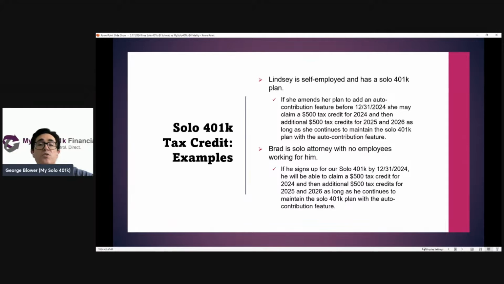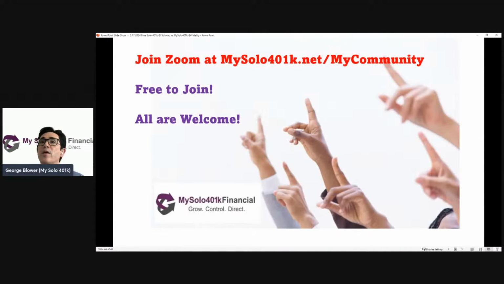Brad doesn't have a solo 401k, but he's self-employed, no employees. He's a solo attorney, so he's eligible to set up a plan. So if he signs up here in 2024, he's going to be able to claim the $500 credit when he files his 2024 taxes, and then 2 more years after that, as long as he maintains that plan with the auto contribution feature. All right, so let's go to the questions.